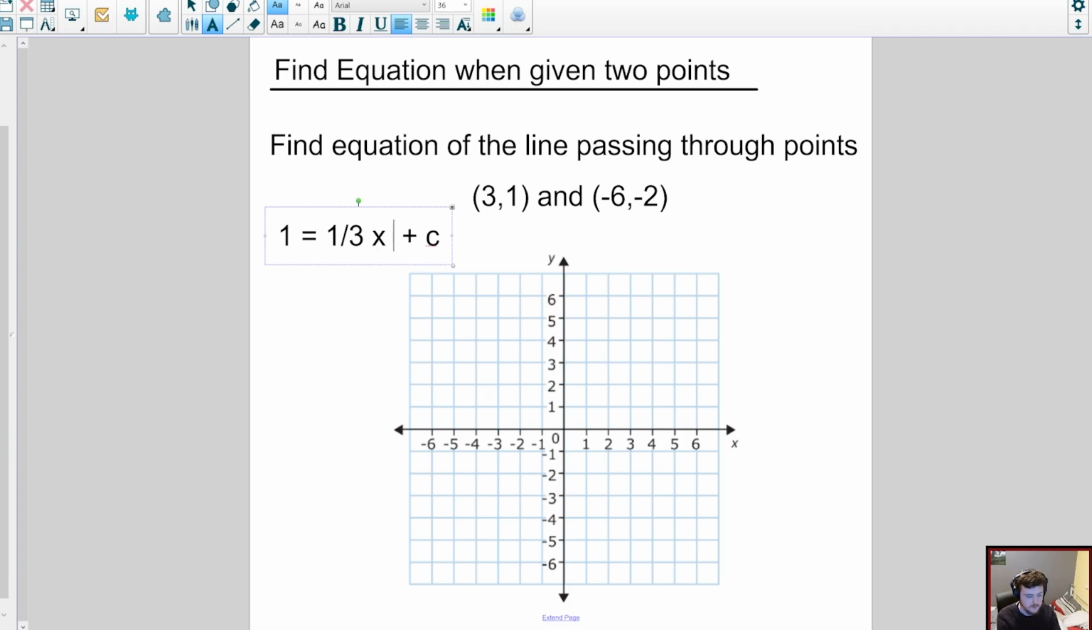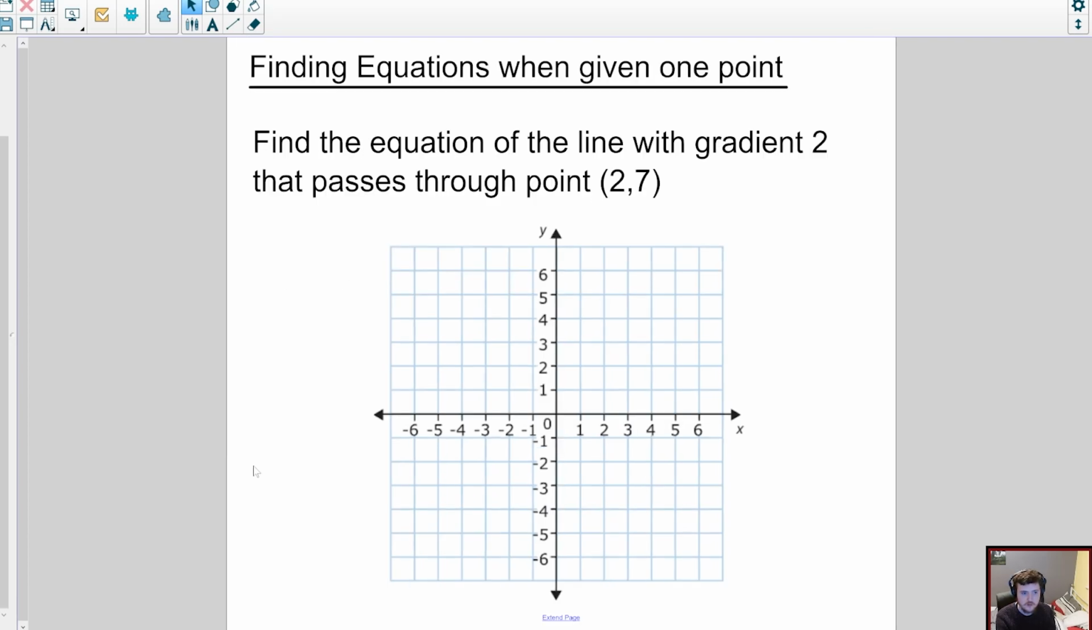So a third times 3, add c. What is a third of 3? Well, a third of 3 is 1. So 1 equals 1 plus something. What must be the something? The something must be 0. And so in this case, that's how we get back to y equals a third x plus nothing, which could be just written as y equals a third x. And that would be the answer to that one.